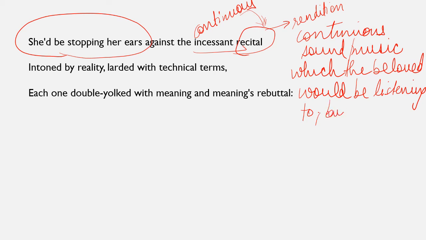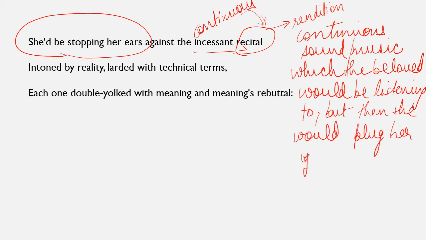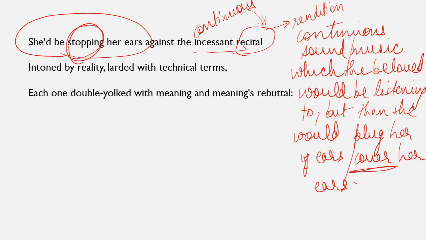But then she would plug her ears. She would cover her ears. Stopping her ears. Stopping means covering. वो अपने कान बंद कर लेगी. ठीक है. The incessant recital intoned by reality.